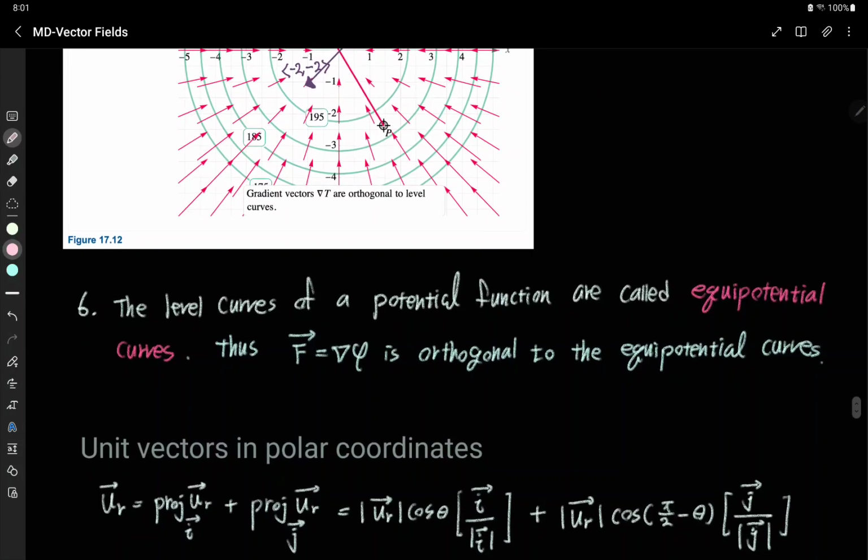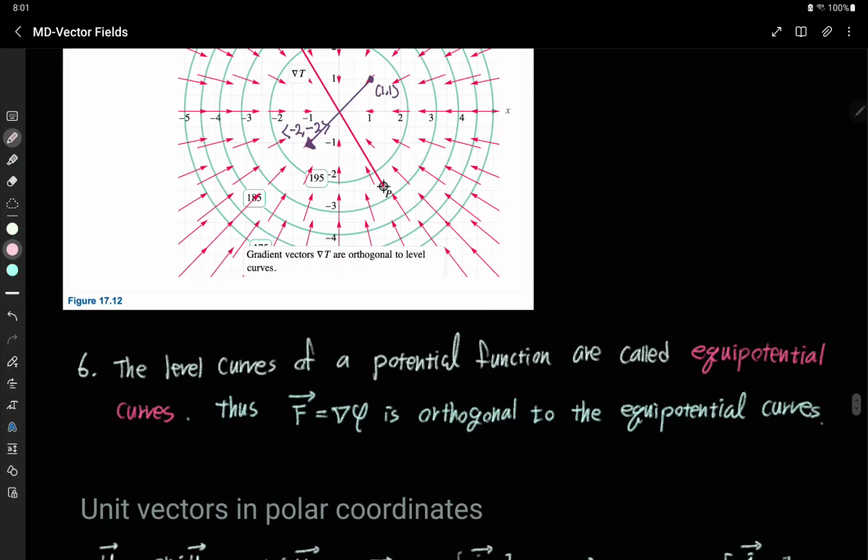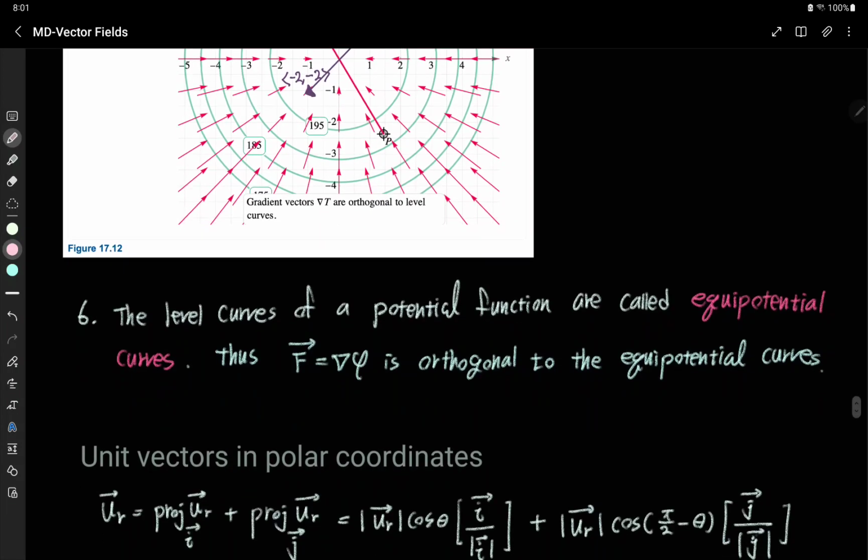The level curves of the potential function are equipotential curves, which means that the vector field is orthogonal to the equipotential curves. So what's an equipotential curve? The level curves of potential functions are called equipotential curves, and the equipotential curves are orthogonal to the gradient vector field.